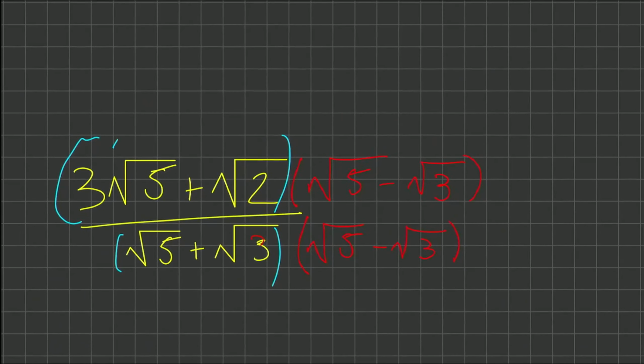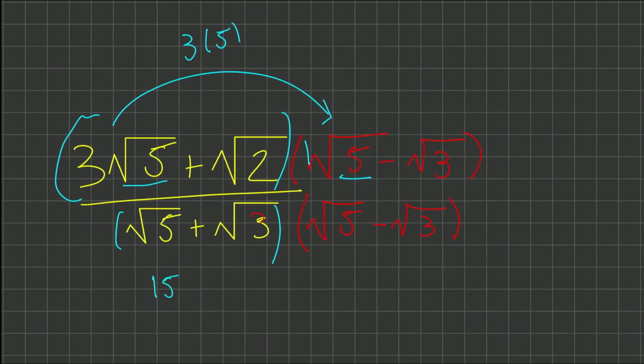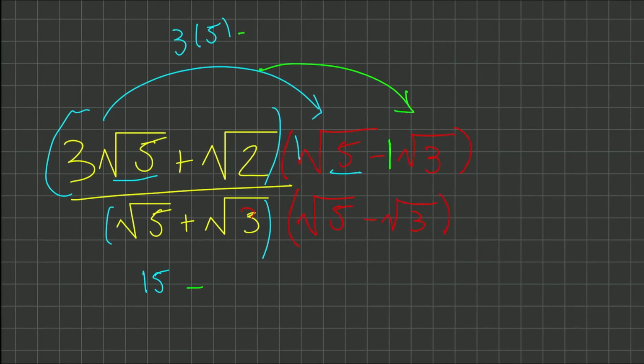Now we're going to have this process of foiling. So 3 times this invisible 1 is going to give us 3. And root 5 times root 5 gives us 5. So we have 15 in our numerator so far. Now what we can do is multiply this by this. So pretend there's a negative 1 there. So 3 times negative 1 is going to be negative 3. We're going to multiply our radicand by our radicand. So root 5 times root 3 gives us root 15.